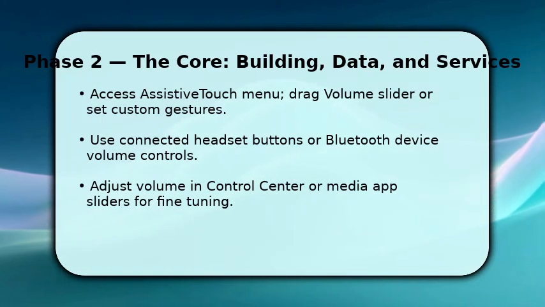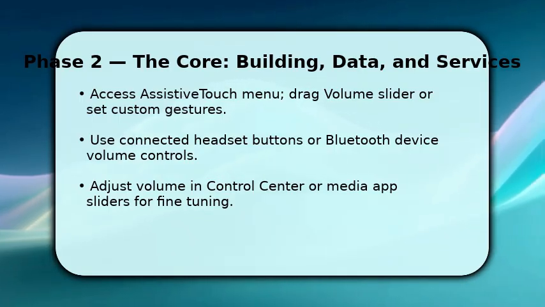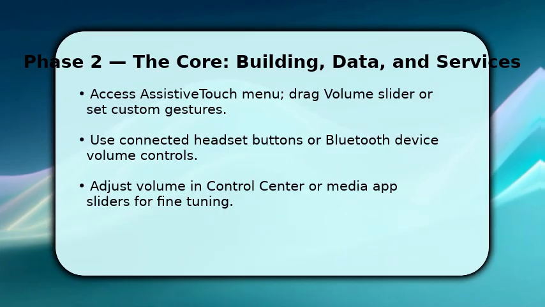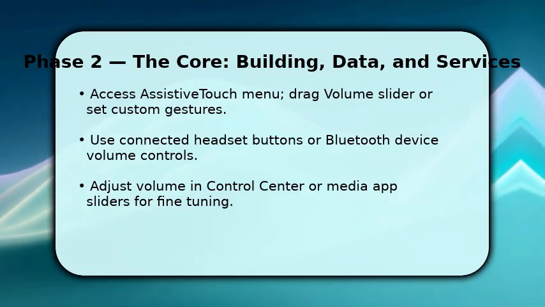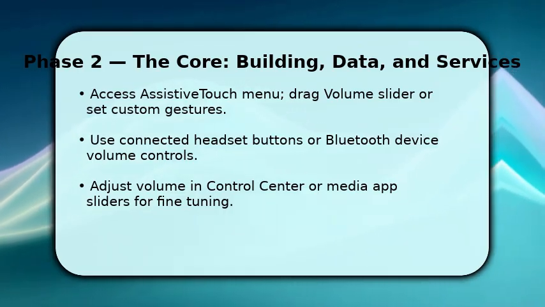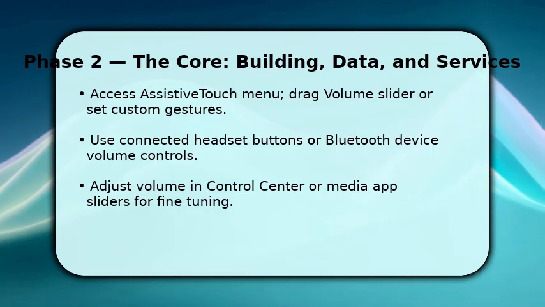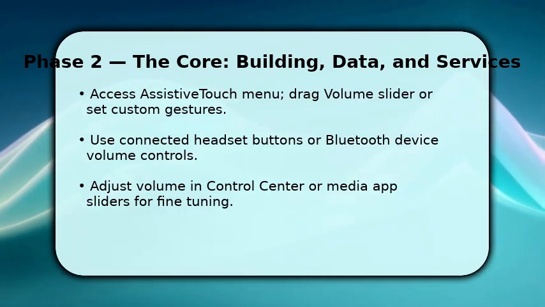Next, use the new controls to change volume. Open the Assistive Touch menu and drag the volume slider up or down. This directly manipulates system audio, which is why it works without the button. You can also assign a custom gesture to increase or decrease volume quickly.